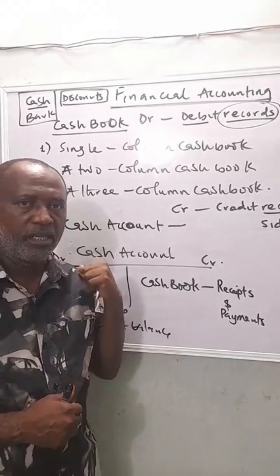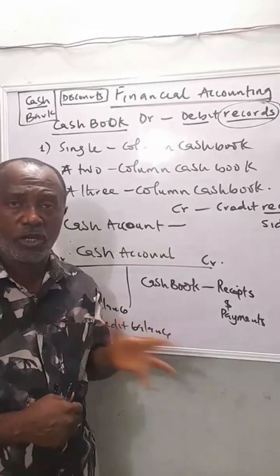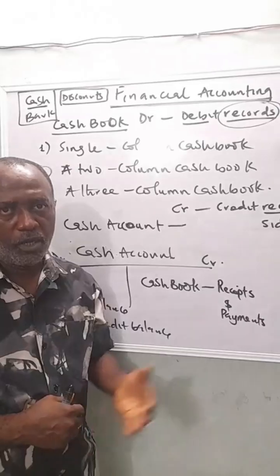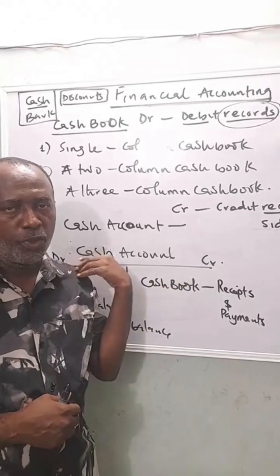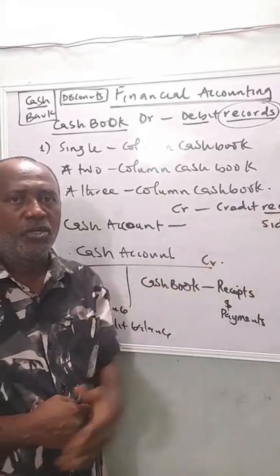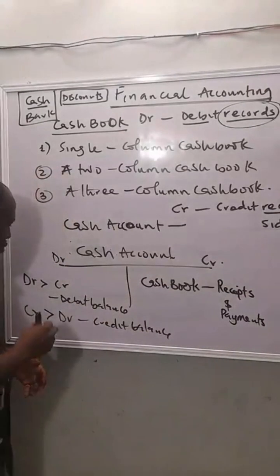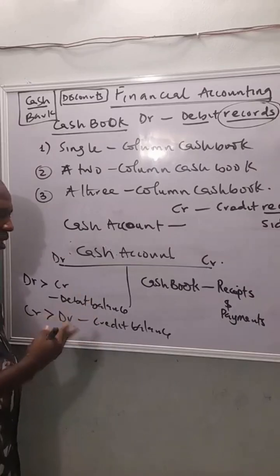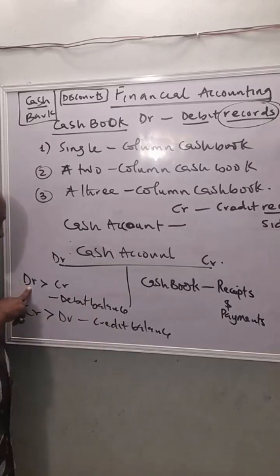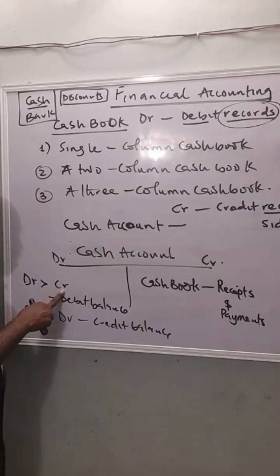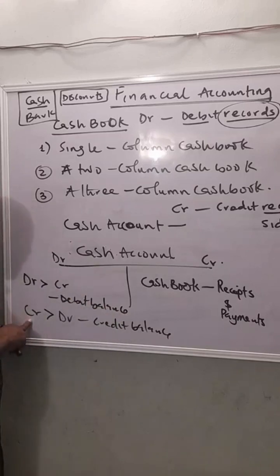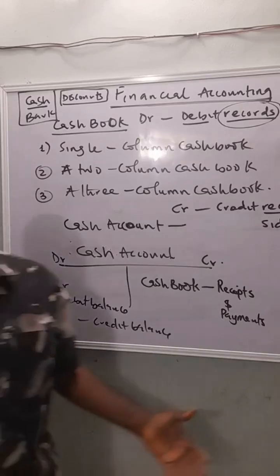The debit side is for receipts, while the credit side is for payments. When you receive money, you put it on the debit side. When you make payment, you put it on the credit side. And we have made you understand that either of these 2 sides, debit or credit, can be bigger. If the debit side is bigger than the credit side, the accountant will say there is a debit balance. If the credit side is greater than the debit side, the accountant will say there is a credit balance.